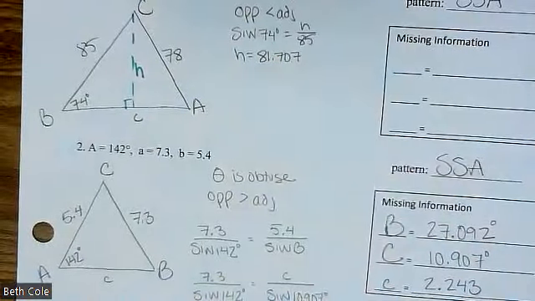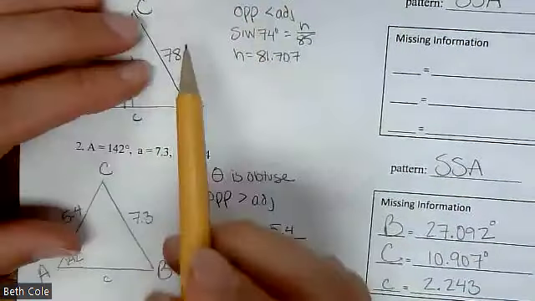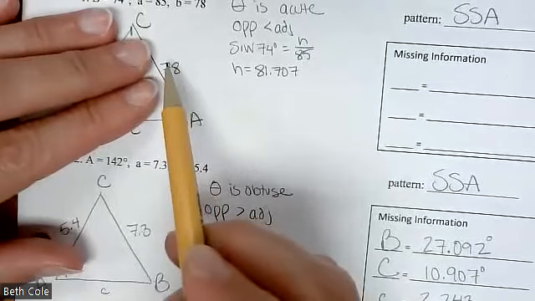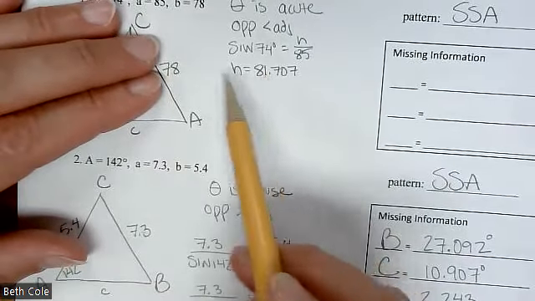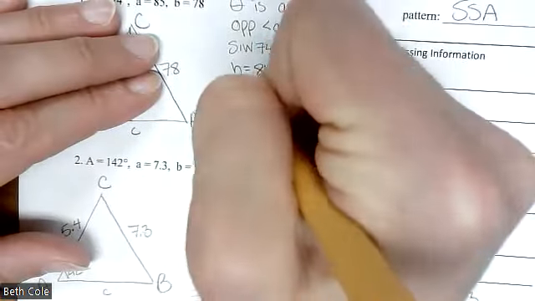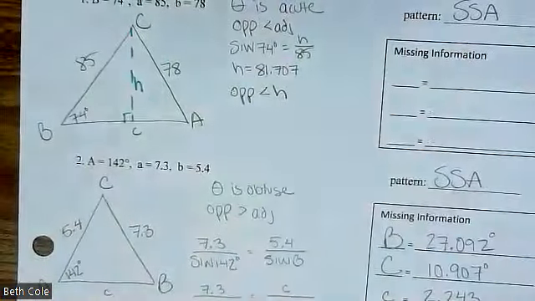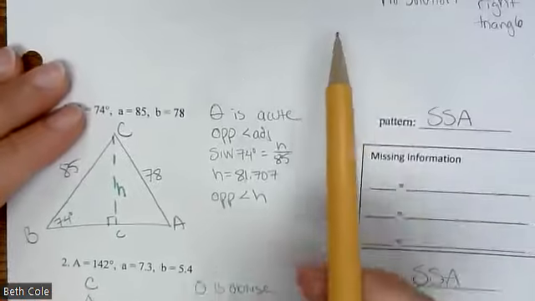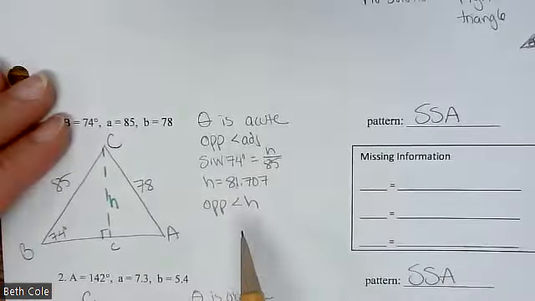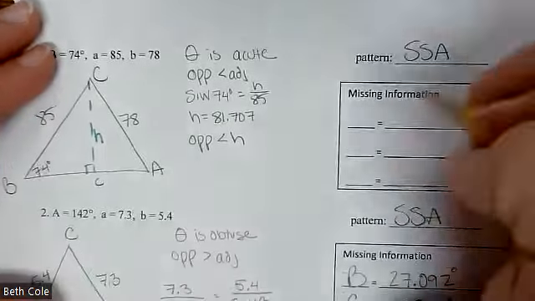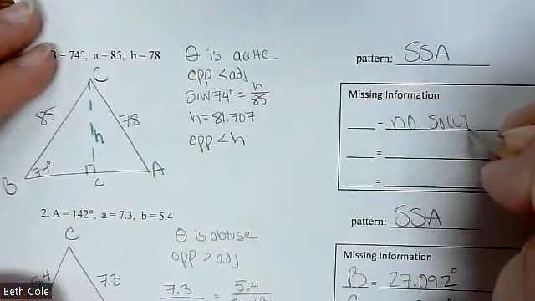And then you compare one more time. Our opposite side was 78. 78 is what compared to 81? Less. Your opposite side is less than your height, which means it's not going to reach. It's going to look like this. It won't reach because it's too little. And so you're all like, thank goodness.